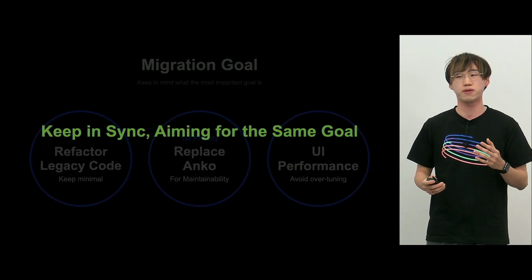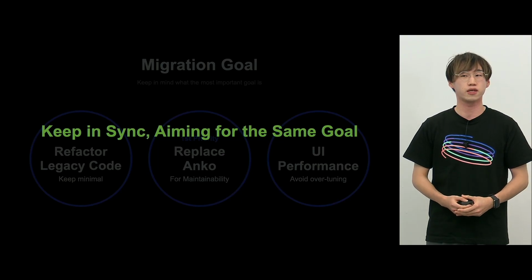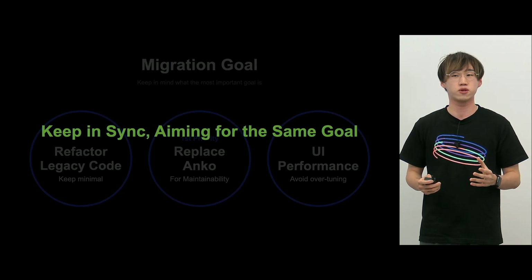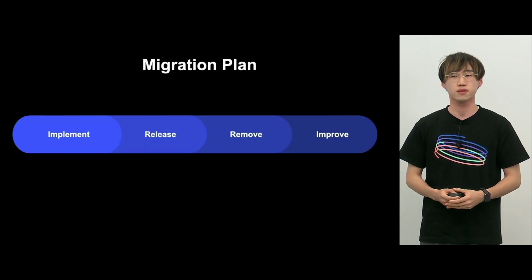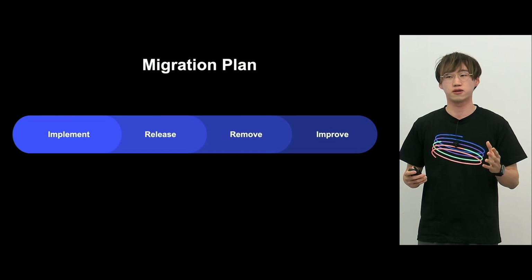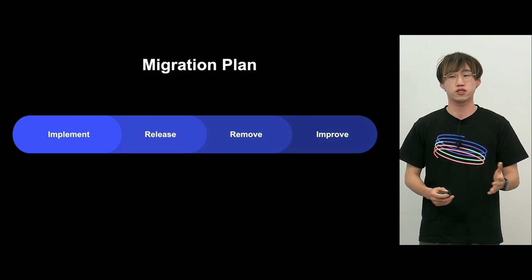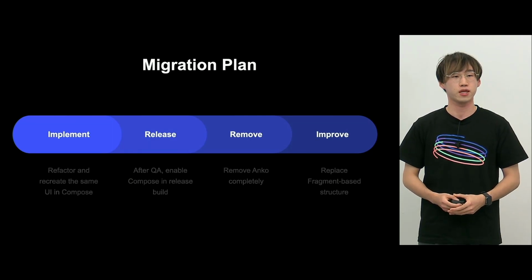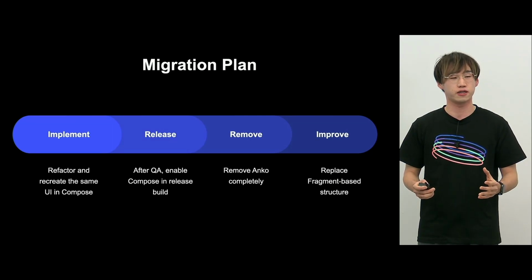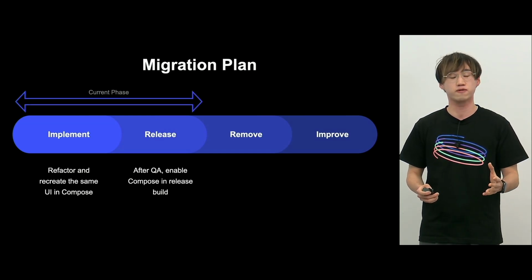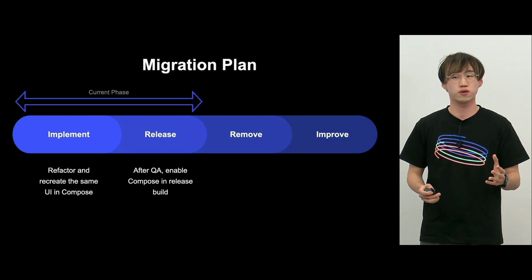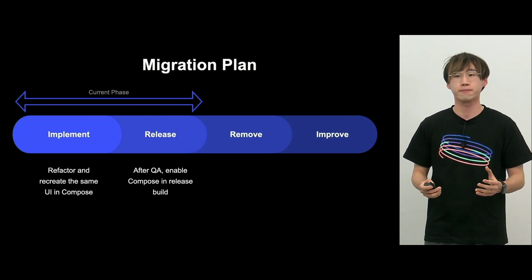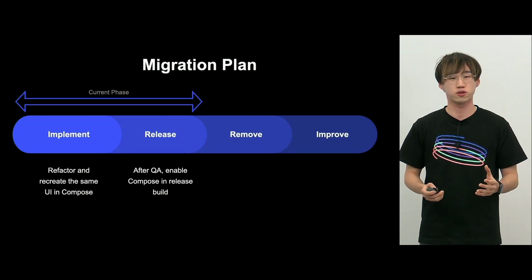With this goal in mind, each member implements and conducts code review to achieve the same goal and maintain a sense of team solidarity. The migration plan is divided into 4 phases: implementation, release, deletion, and improvement. There are different goals for each phase. The first 2 phases are to implement the same UI in Compose, conduct QA, and release it to the users. Let's take a look at how the process works.